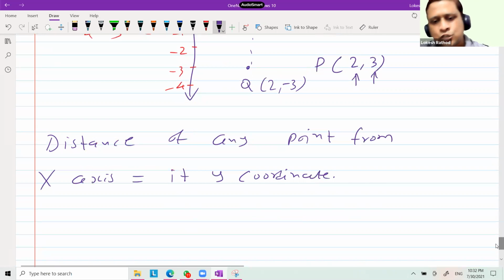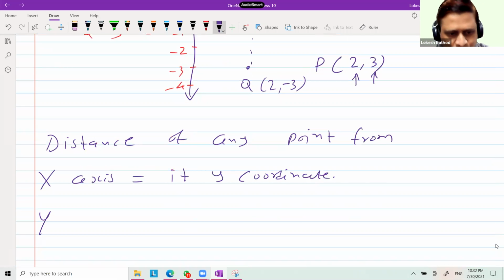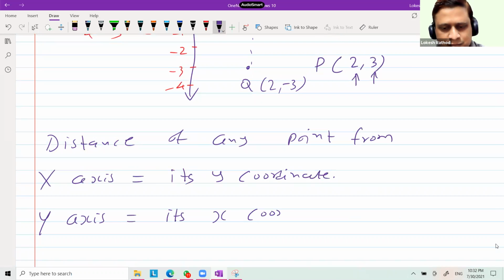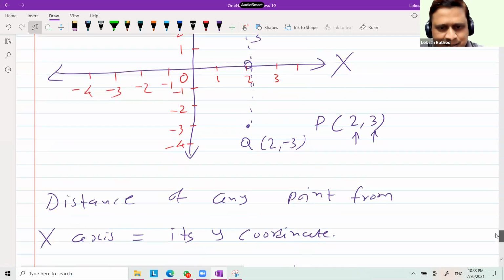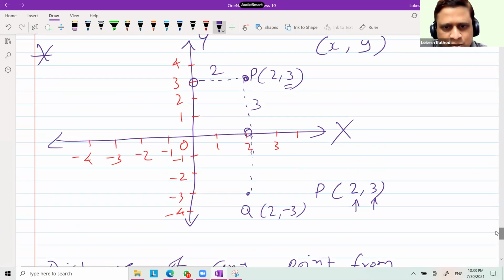Similarly, the distance of any point from the y-axis is equal to its x coordinate. Are you getting this? The distance of any point from the y-axis is its x coordinate and from the x-axis is its y coordinate, right? So the distance of this point P from the y-axis is its x coordinate too. Are you getting this? These are some of the observations which are very helpful. Okay. So this is one thing, right?